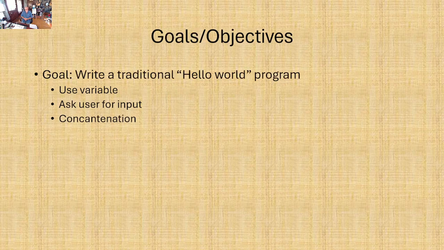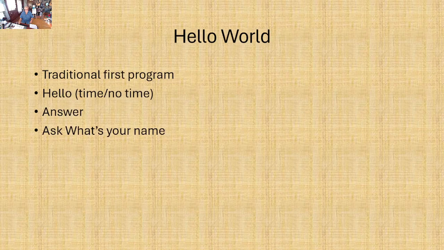Okay, Hello World program is generally the first program you write in any new programming language you do. It basically puts Hello World out to the console, or whatever the primary output is. We will add to that a little bit. We will use a variable, which is basically a place where you store information. We'll ask the user for input, and concatenation is a $10 word for putting 2 or 3 words together.